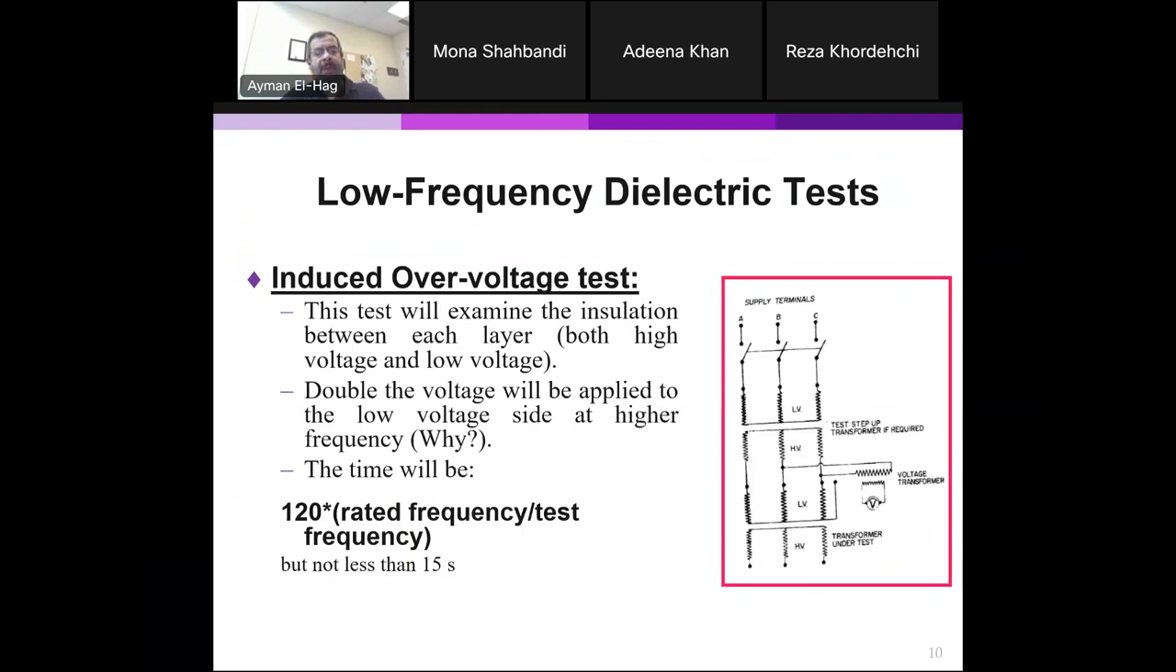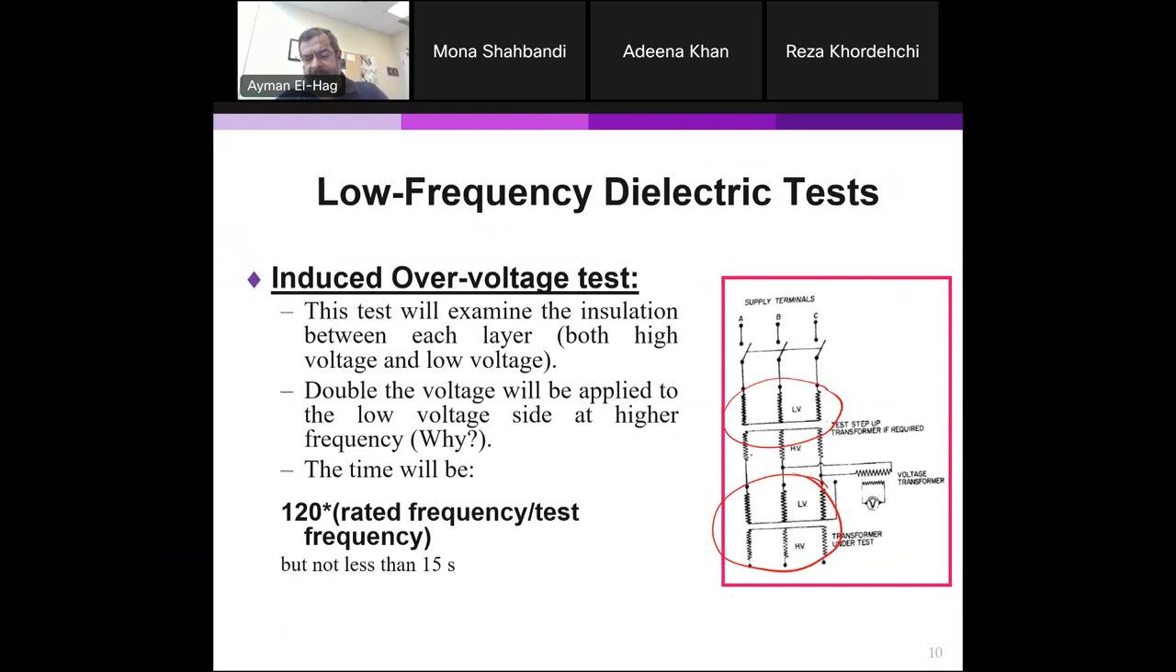Second test is what we call the induced overvoltage test. In the induced overvoltage test, we apply the testing through a three-phase transformer. So that is the transformer that is basically under test. Now, this is the transformer under test. It's a three-phase transformer. Here, we do not actually try to short-circuit anything. Now, here is the supply. This is the transformer that is supplying us with the voltages, okay?